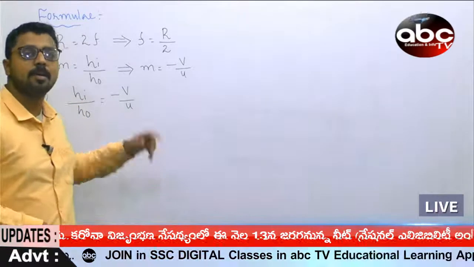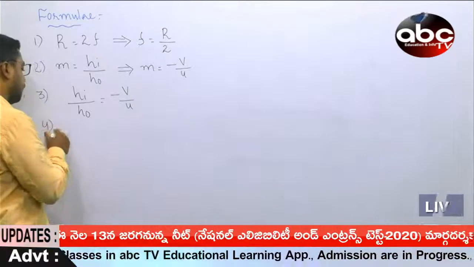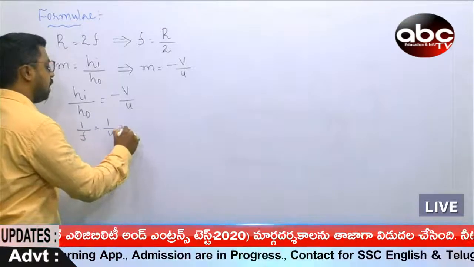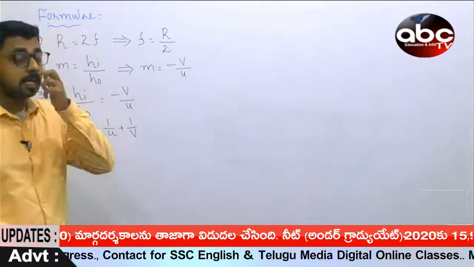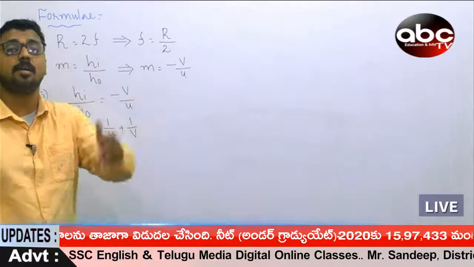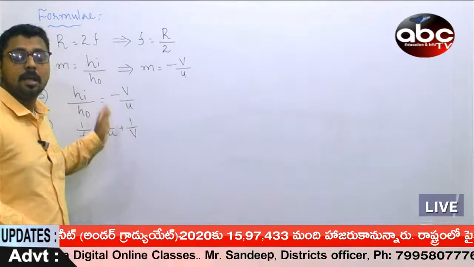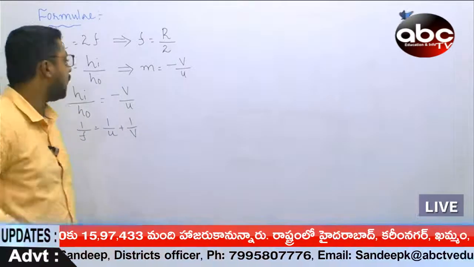This is important. While coming to the next, this is nothing but the mirror formula: 1 by f is equal to 1 by u plus 1 by v. These are the 4 different strategic formulas which you can attain, the topics expected in the problem part.